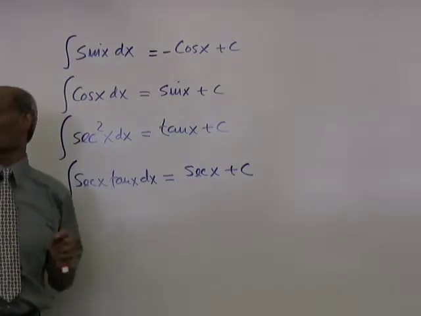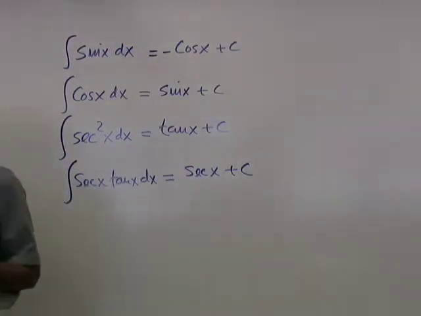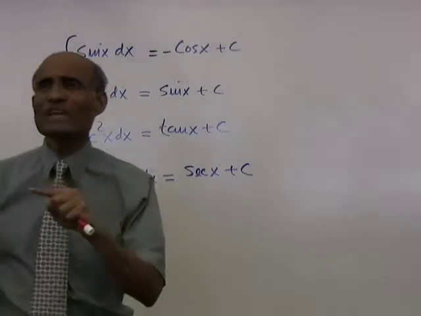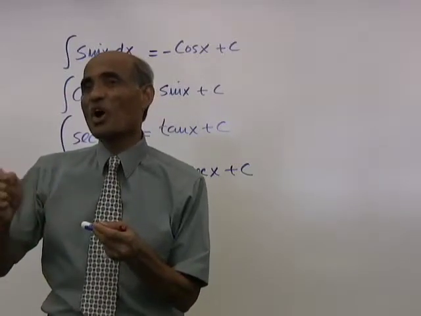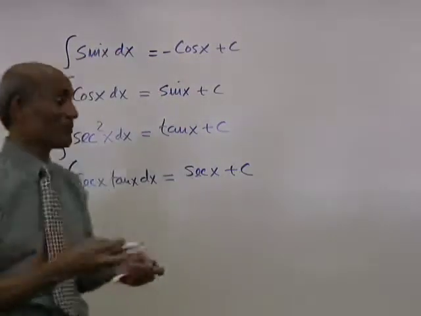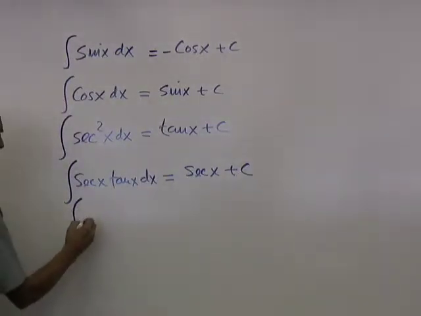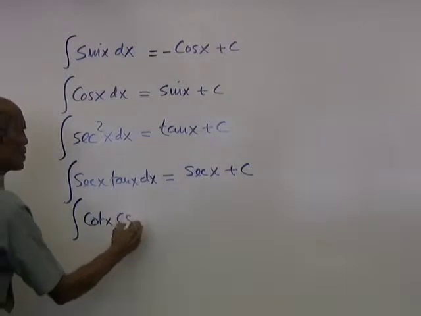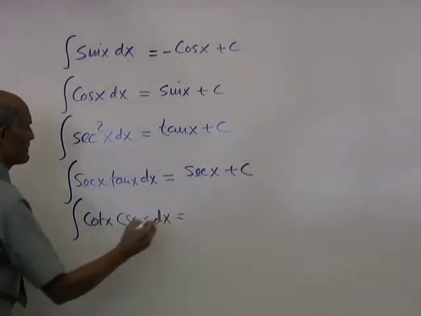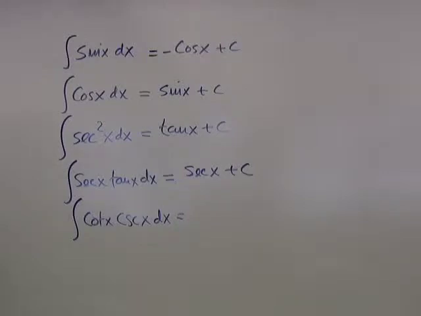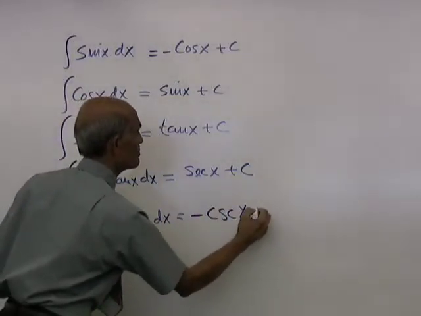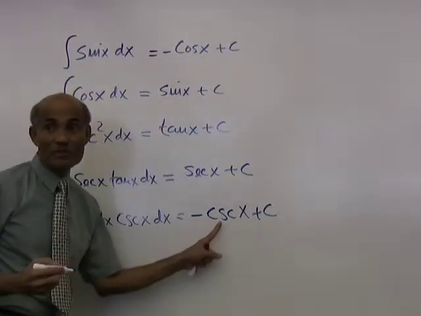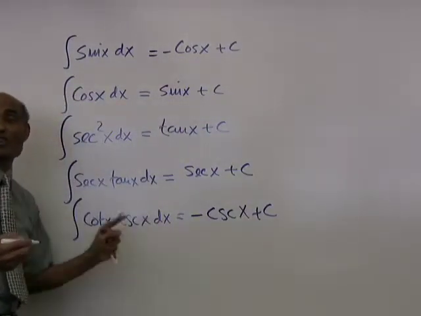Now, how about the derivative of cosecant x? It's negative cot x cosecant x. Therefore, what is integral of cot x cosecant x dx? Integral of cot x cosecant x dx is negative cosecant x plus c, because the derivative of cosecant x is negative cot x cosecant x.